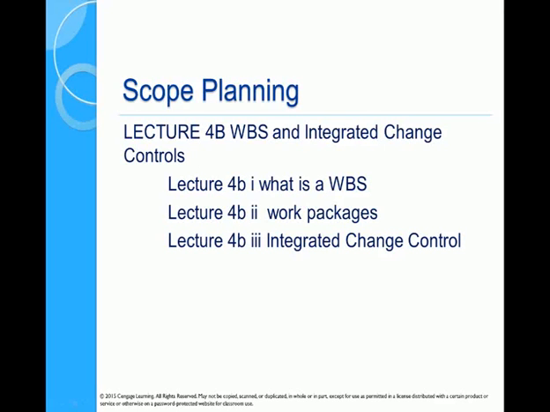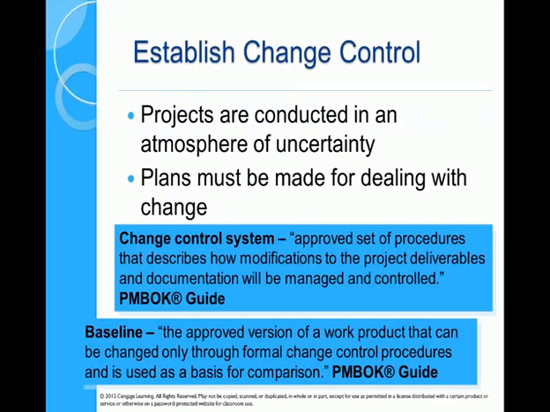Okay, just one last lecture in this scope planning. We've looked at the WBS, we've looked at work packages. In lecture 4A we also looked at the scope definition. That was getting the requirements and finally putting together a scope statement. The last part is integrated change control. We're just talking about planning for integrated change control, so on with the show.